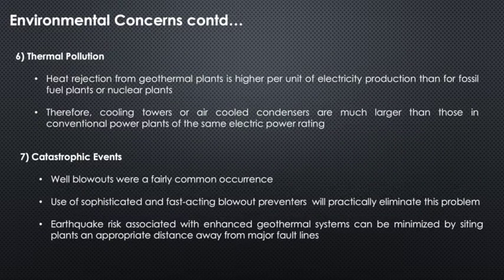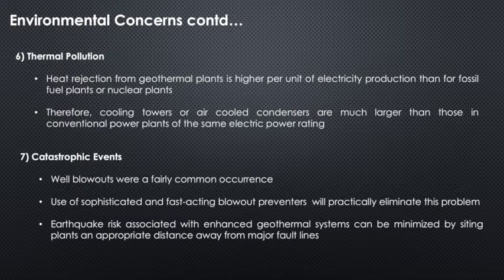Thermal pollution. The heat rejection from geothermal plants is higher than that of fossil fuel and nuclear plants. So, water used for cooling towers must be brought to an appropriate temperature before it's discharged to the appropriate sink. That's the reason why cooling towers are way larger than those in conventional power plants of the same electric power rating.